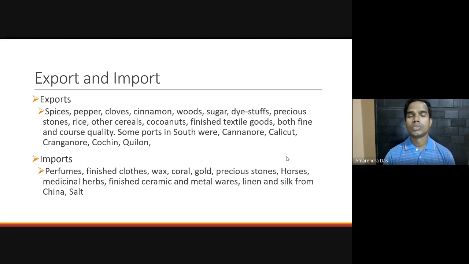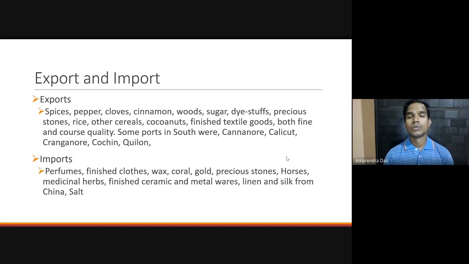So, yeah, we exported a lot of products to different countries, both primary as well as some value-added products, and you can see some port names in the history. These are only a few names: Calicut, Cochin, and Quillon in Kerala. But there are many others. You can talk about many other ports, starting in Odisha. All the coastal states actually had a lot of ports.